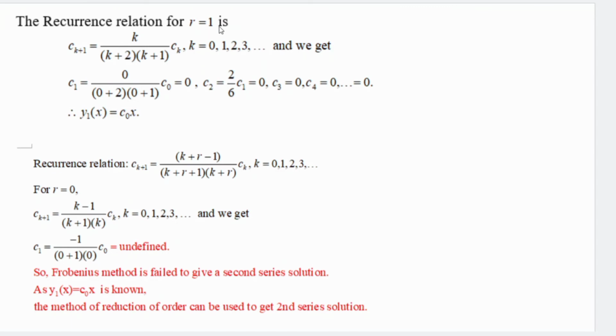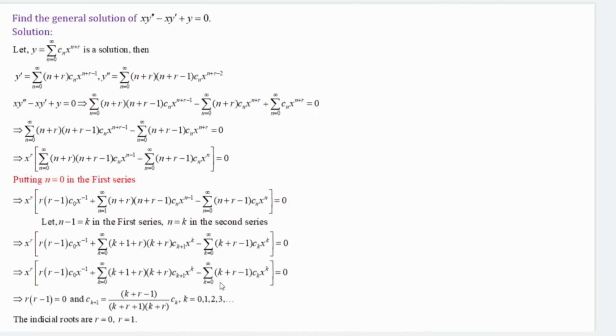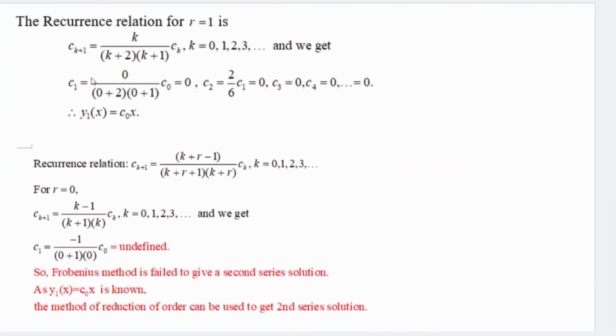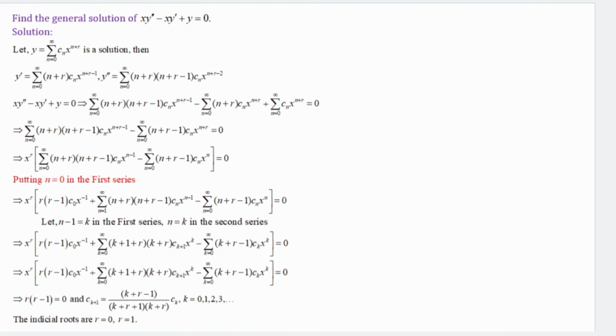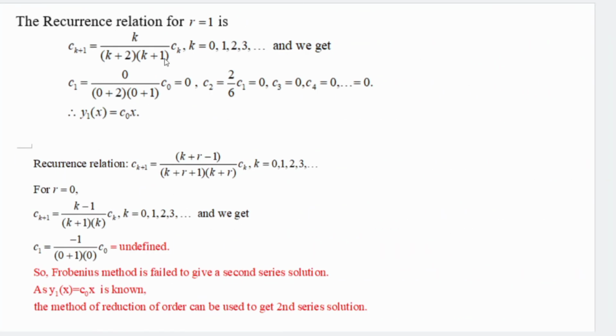First we consider r equal to 1, so we put r equal to 1 in this recurrence relation. Then we get c_{k+1} equal to k by (k plus 2)(k plus 1) c_k. Here k starts from 0 because our series started from 0. So when we put k equal to 0 we get c1 equal to 0. When we put k equal to 1, we get c2 equal to 2 by 6, c1. When we put k equal to 2, we get c3 equal to 0, c4 equal to 0.